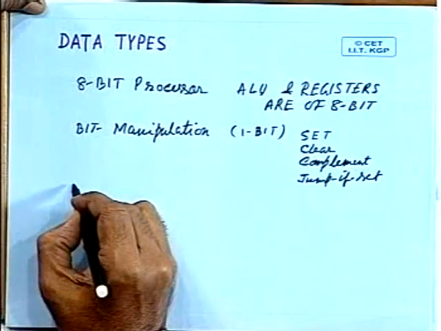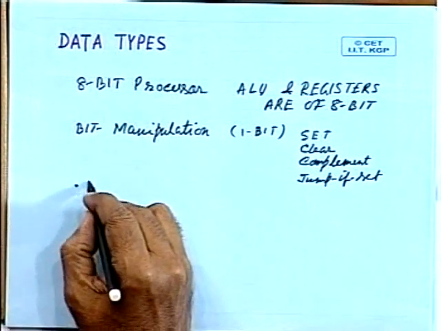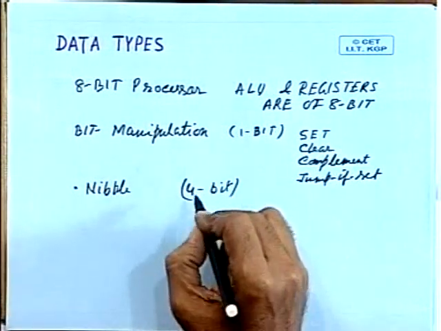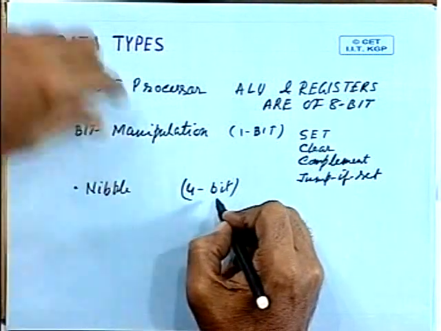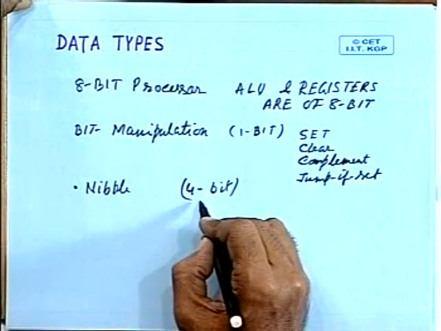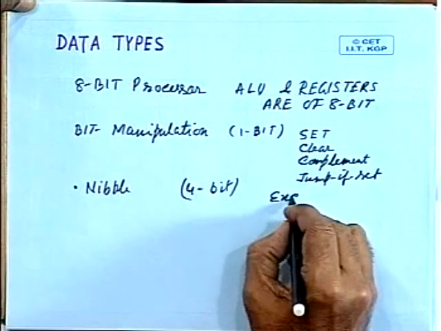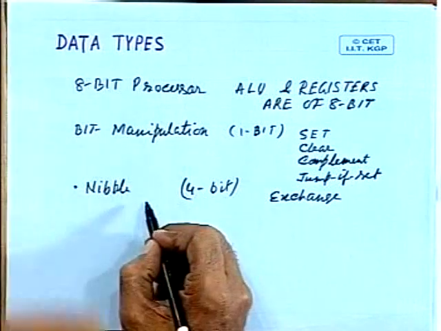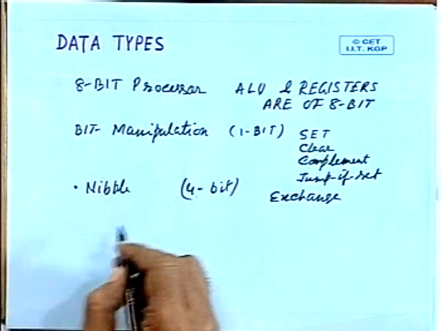Then it can also perform on nibble data. Nibble means here the data is of 4-bit. So it can perform operations on 4-bit data. However, instead of performing arithmetic and logical operations on 4-bit data, primarily it does exchange of 4-bit data. That means the lower order nibble of a register can be exchanged with the lower order nibble of some memory location, particularly internal data RAM or some other register. So we can say that the 4-bit data type is also supported.